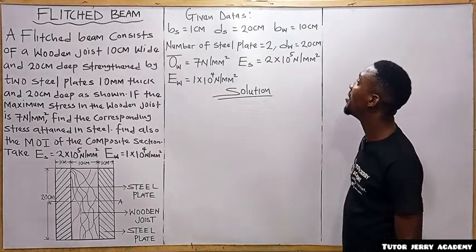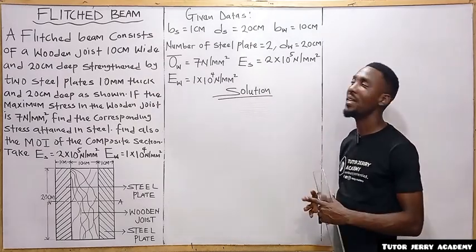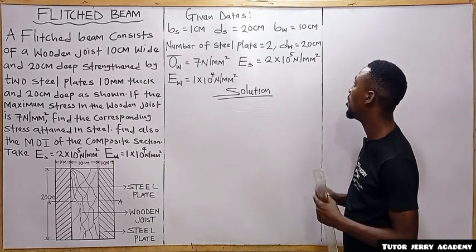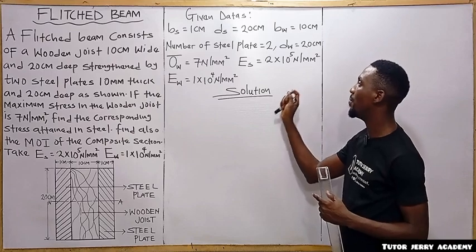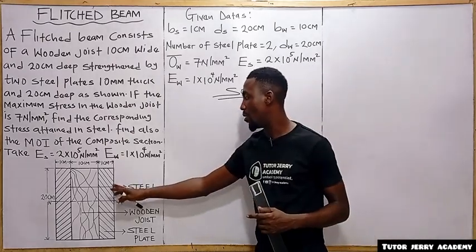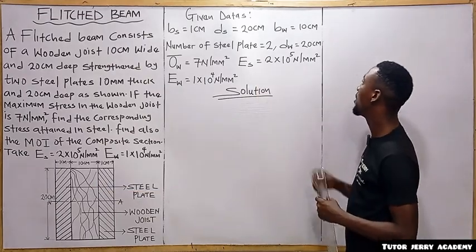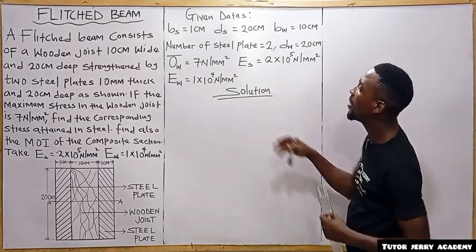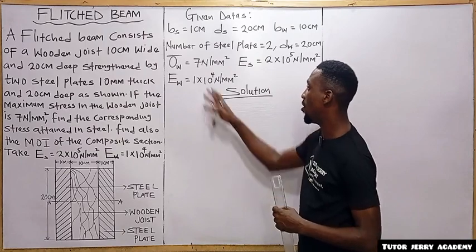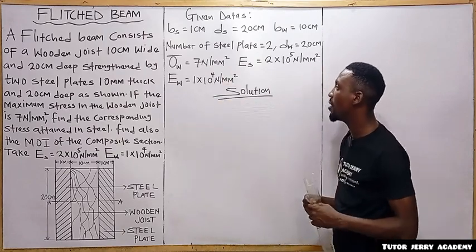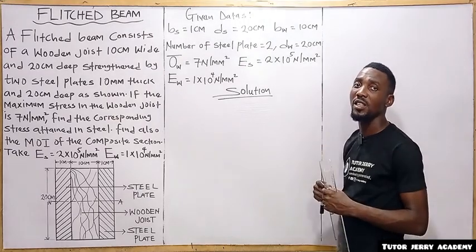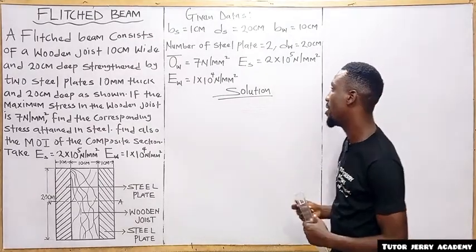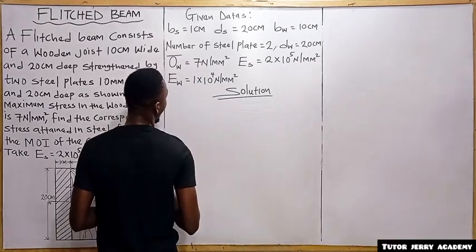So here is the given data. We have the base of the steel, the depth of the steel, the base of the wood, and then the number of plates. The number of steel plates given to us is just 2. The depth of the wood is 20, and the maximum stress of the wood is 7 Newton per mm square. Here is the modulus of the steel, and here is the modulus of the wood.